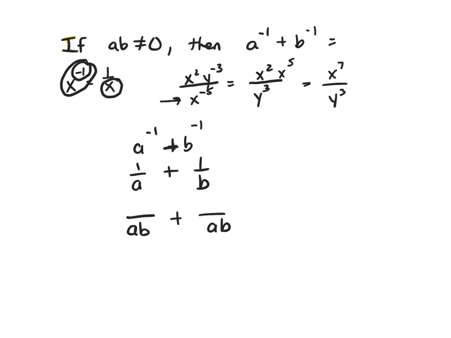That's your common denominator. I need to multiply top and bottom by b for this first one. And I need to multiply top and bottom by a in the second one. So I get a plus b over ab. And that is what? E.